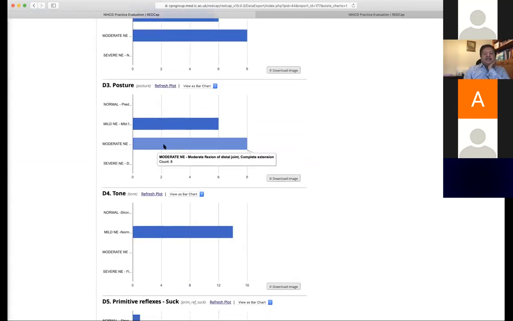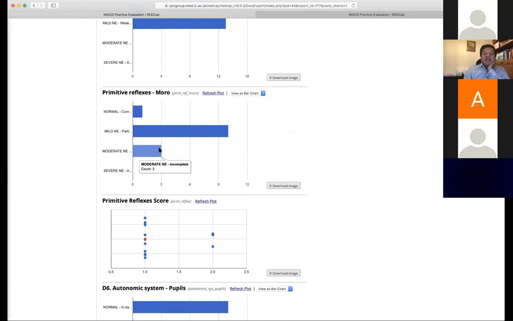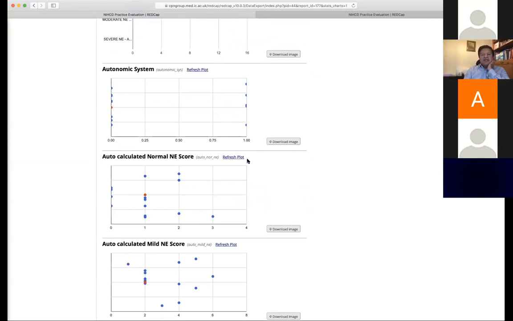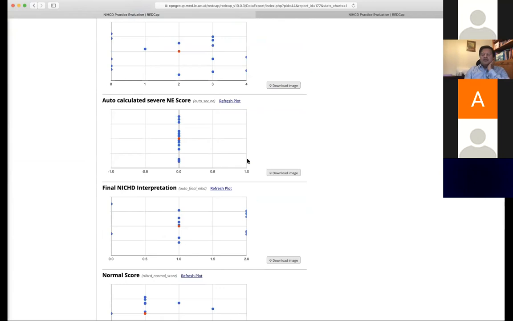And certainly this, I would not agree. The posture of this baby is not like a baby with moderate encephalopathy. And again, Moro is not in the moderate. So this baby has got mild encephalopathy. My assessment was that there were 5 scores under mild and 1 under normal.